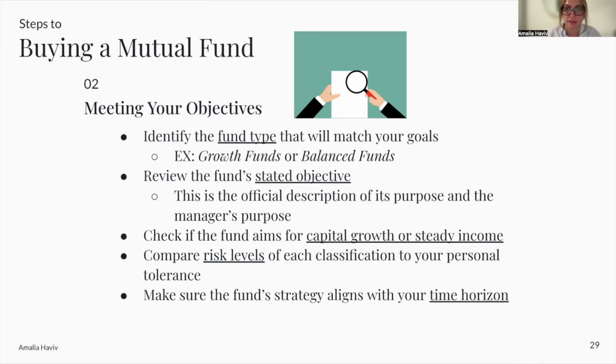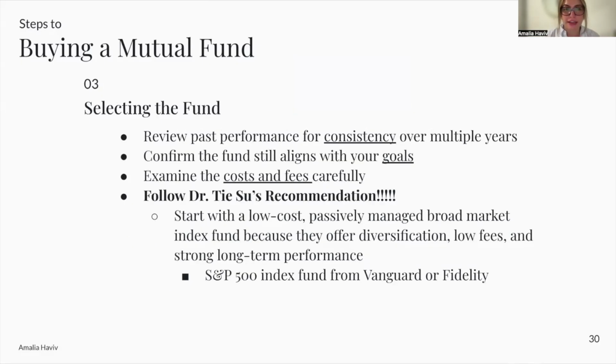You can find a lot of this information in the fund's stated objective. So this is an official description of its purpose and what the manager aims for this fund. Check if the fund aims for capital growth or steady income. Compare the risk levels of each classification to your own risk tolerance and make sure the fund strategy aligns with your time horizon. That would be horrible if you have a short time horizon, but the fund's objective is for the long term. Step number 3 is selecting the fund.